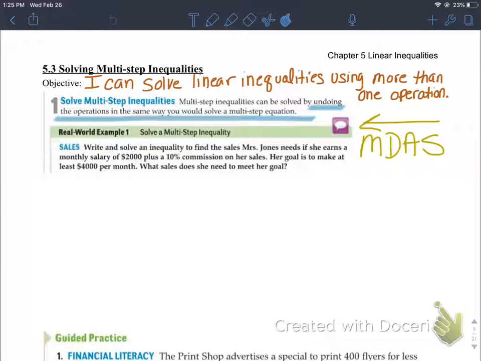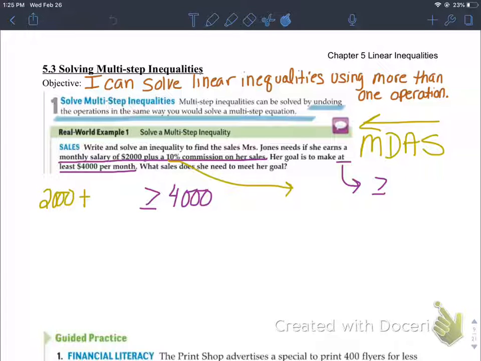In this problem, it says write and solve an inequality to find what sales Mrs. Jones needs if she earns a monthly salary of $2,000 plus 10% commission on her sales. Her goal is to make at least $4,000. So at least means that we are going to have the greater than or equal to sign. If you need to reference how I knew that, look back at lesson 5.1, right above example 4, that chart we looked at in class as well, so that you can reference when you see those words. That's how you decide what symbol to pick.